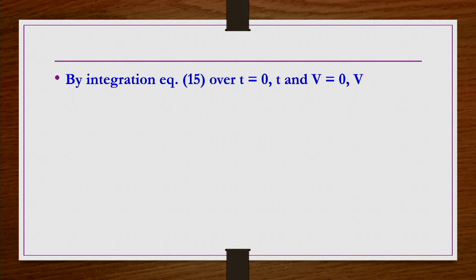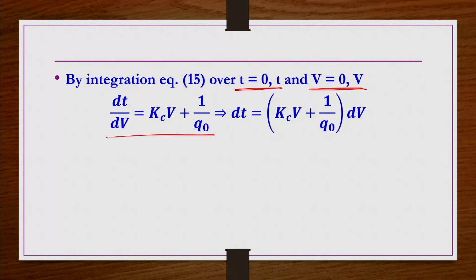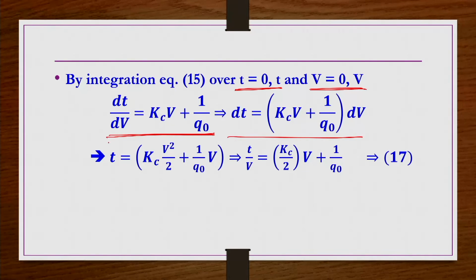Okay. So, integrate equation 15 over the limits t equals 0 to some instant t, and the volume of filtrate collected from initially 0 to v at time t. Taking dv to the right hand side and integrating, you have t equals kc v square by 2 plus 1 by q naught times v. The integration constant will be 0, because we are taking definite limits, so there will not be any integration constant.